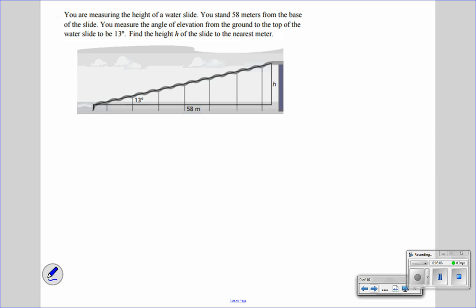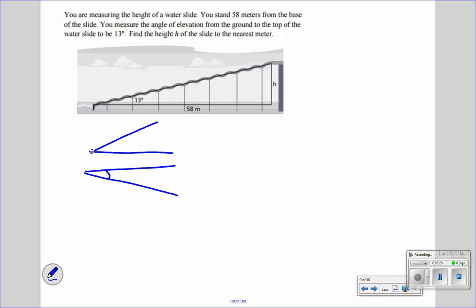Now, just a word problem doing the same thing. You're measuring the height of a water slide. You stand 58 meters from the base of the slide. You measure the angle of elevation. The angle of elevation is from, you start at a straight line and you go up. So this would be an angle of elevation. If it asks for an angle of depression, you would be starting at a straight line and going down. This would be an angle of depression.